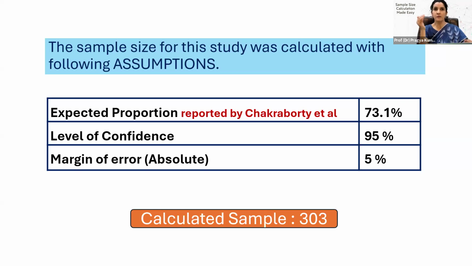That means I expect my population value to be from, if you minus 5 from 73, it will be 68, so from 68% to 78%. So my true population value will lie between these two boundaries: 73 minus 5 and 73 plus 5. So 68 to 78. That is the range. So now I will do the calculation.